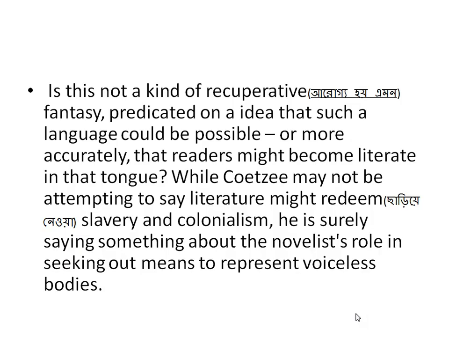Literature can't redeem colonialism. The bad effect of colonialism, the suppressive effect of colonialism, cannot be redeemed by J. M. Coetzee's literature. This novel cannot correct that colonialism.